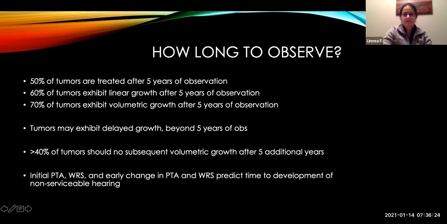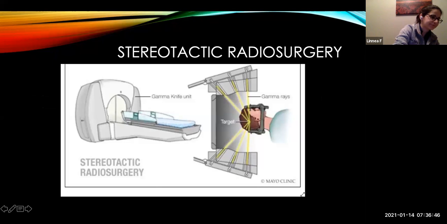One of the things to look at if you're trying to predict what's going to happen to the hearing as these tumors are growing is the initial pure tone average and word recognition score, and an early change in those things can predict time to development of non-serviceable hearing. So if they present with rapid changes in hearing, again, that's a sign that that tumor will probably continue to grow and probably continue to cause worsening hearing.